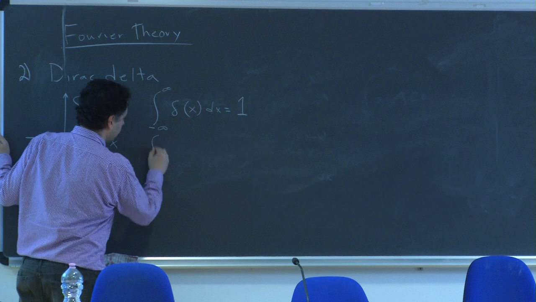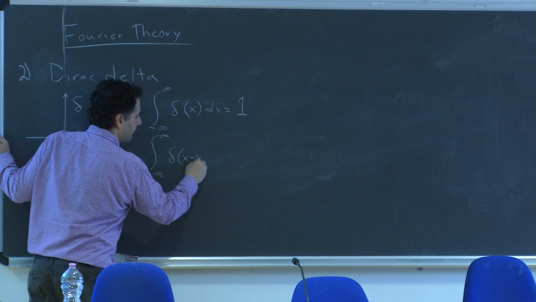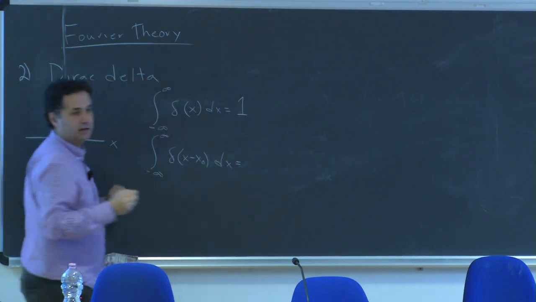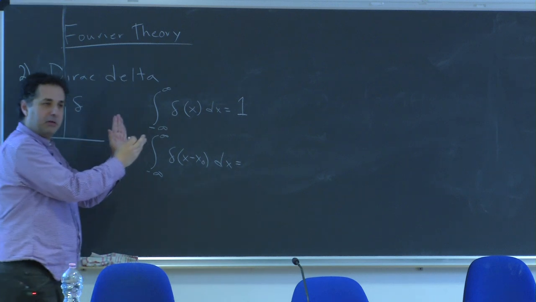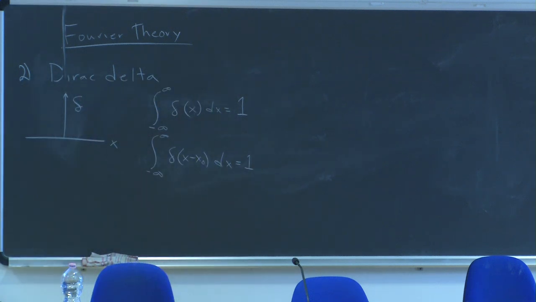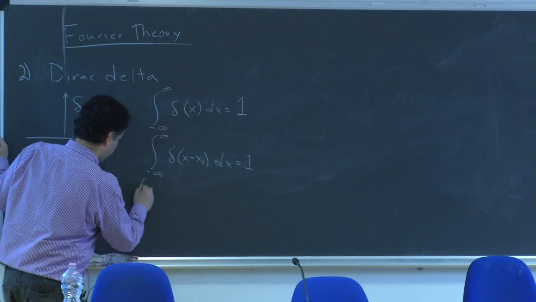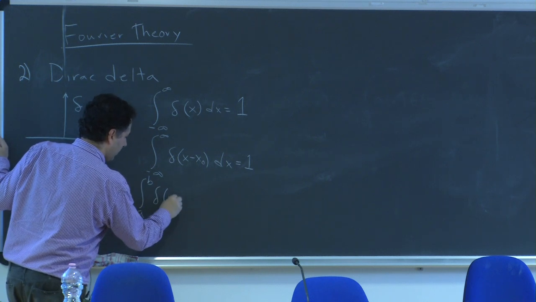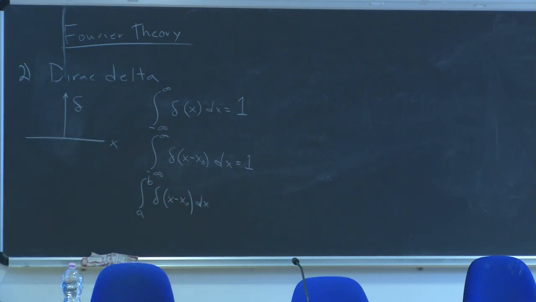What happens if I integrate from minus infinity to infinity, delta of x minus some other value x naught? So I move it a bit to the side. What do I get now? Still 1. I just moved it, but the area didn't change. What else? What if I integrate from A to B, delta of x minus x naught? If I don't integrate from minus infinity to infinity, what do I get?